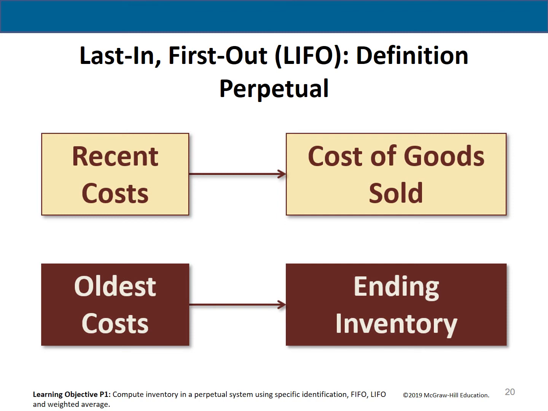Another method is LIFO, last in, first out. And under this assumption, we pretend the newest items are sold first. So the most recent items that were purchased, those costs are removed first. So what ends up in ending inventory?